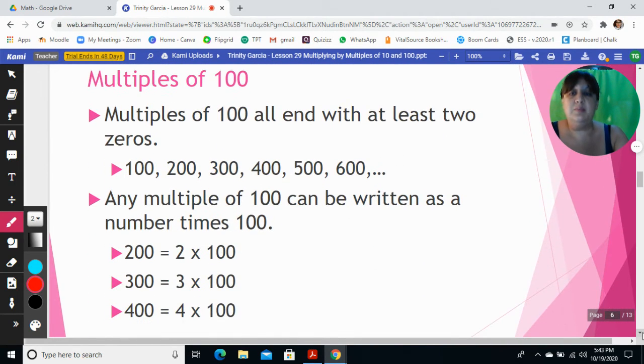All right, multiples of 100 are very similar to multiples of 10, except they all end with at least 2 zeros, sometimes more, but at least 2 zeros. So here you have 100, 200, 300, 400, 500, 600. Any multiple of 100 can be written as a number times 100, and they show you 3 examples here below. 200 is equal to 2 times 100. 300 is equal to 3 times 100. 400 is equal to 4 times 100. You got it. All right.